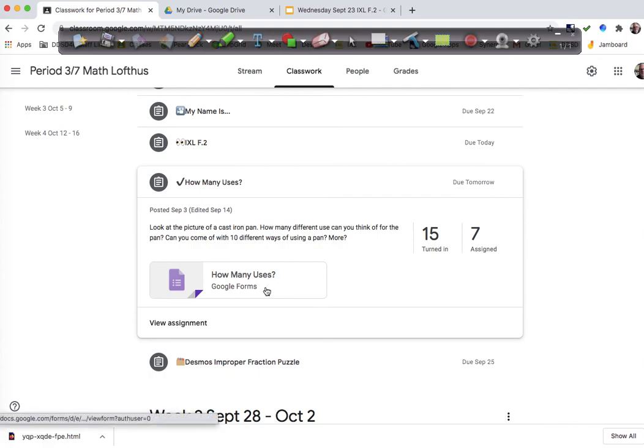If you haven't done it yet, you're going to see a picture of a frying pan. And the question is, how many uses can you come up with? And you can be creative. If you can come up with 3 or 5 or 10, just list them and then hit submit. And that is it for what we did today on Wednesday, September 23rd.